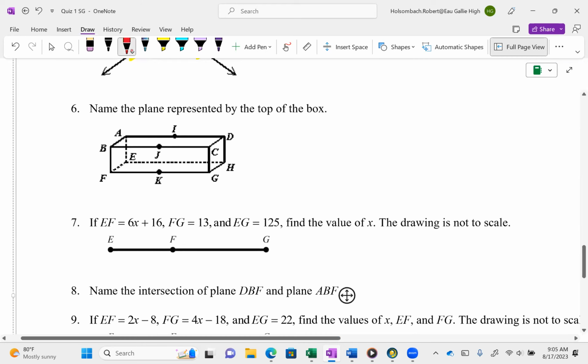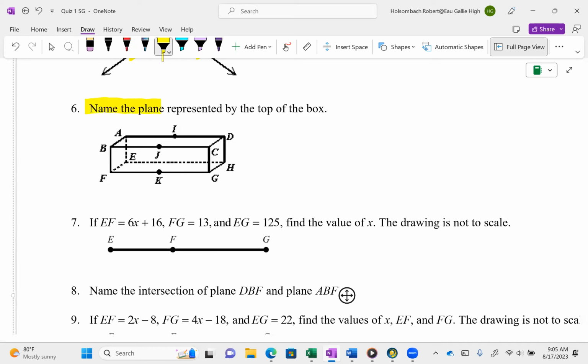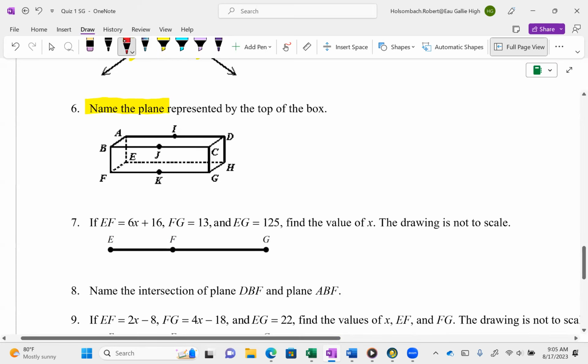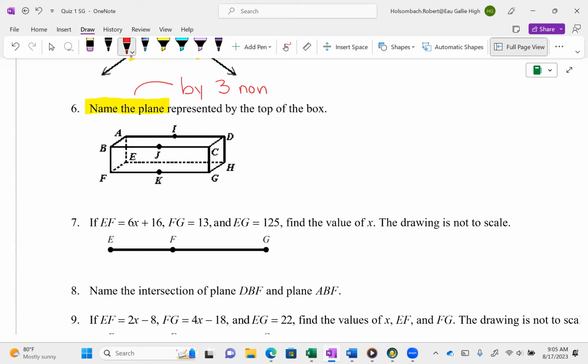All right, number six asks you to name the plane represented by the top of the box. So when you are naming a plane, the criteria for naming a plane is by three non-collinear points. You have to use three non-collinear points. So we're talking about the top of this box right here. So we've got to use three points that are not in the same line. So first I would call it plane A, B, J. Could call it A, B, J. That's the top of the box.